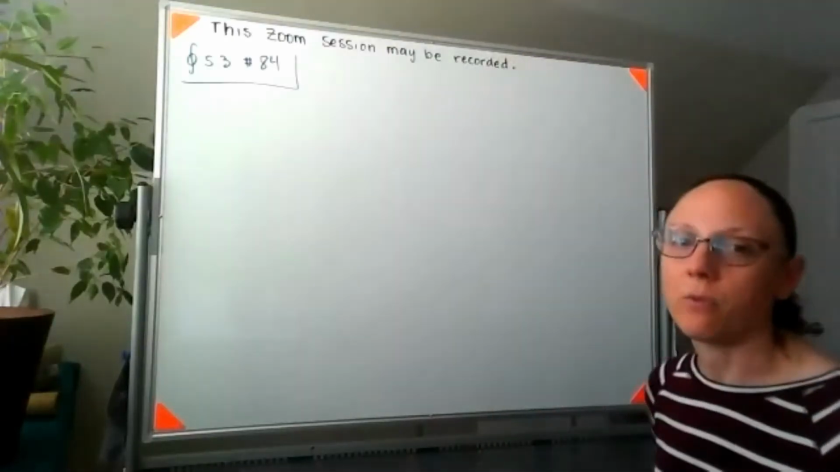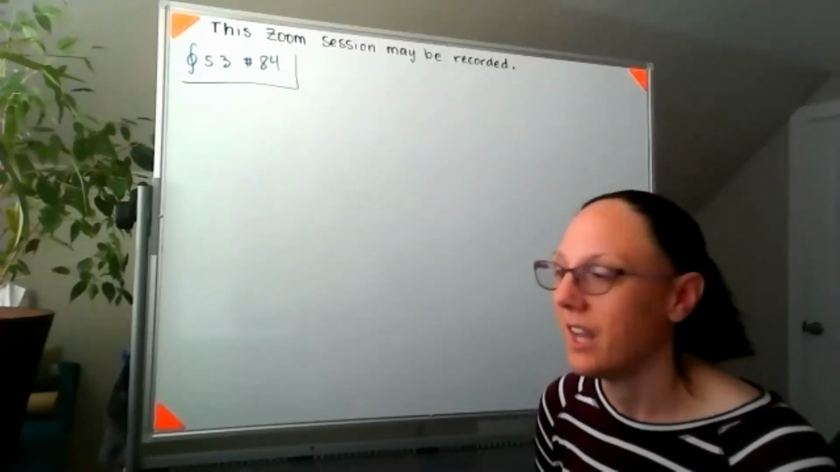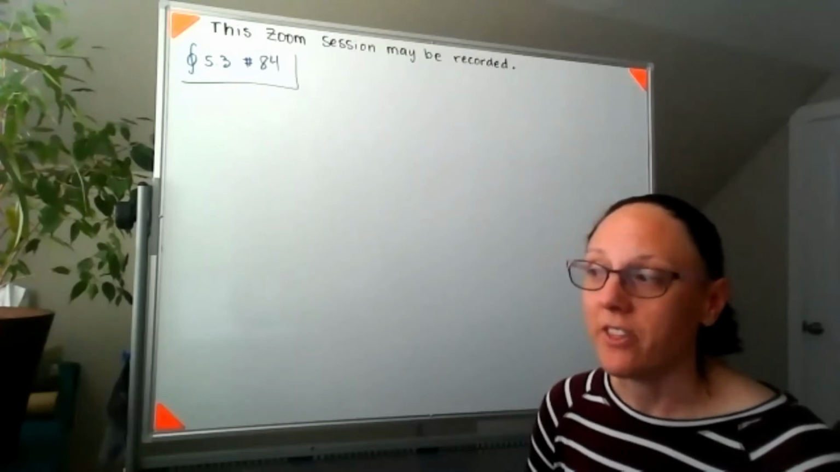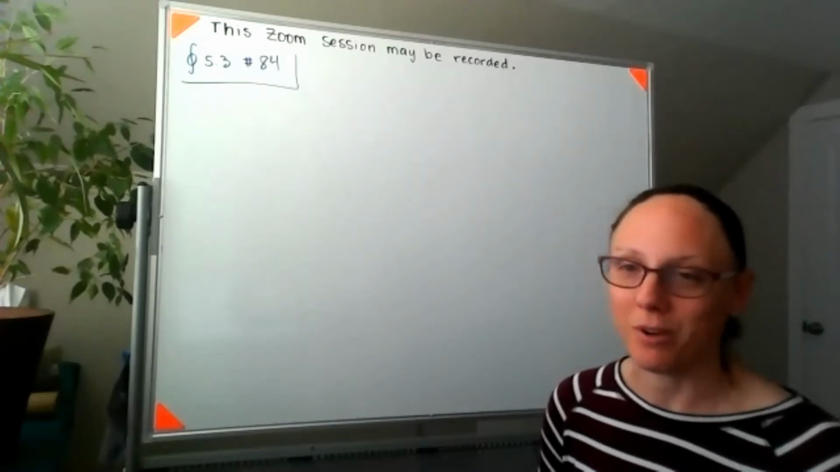So number 84 on 5.3 says that we're going to evaluate a limit by recognizing it as a Riemann sum.